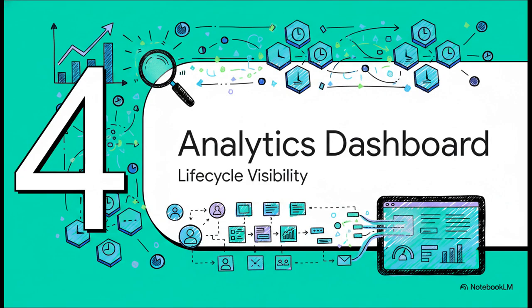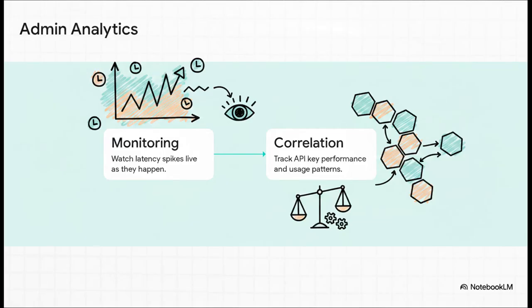Section 4. Inside the analytics dashboard, total lifecycle visibility. So all of this raw data feeds directly into a beautifully revamped admin analytics dashboard to build a truly professional-grade workspace. Step 1 here is real-time monitoring. Admins don't have to sit around waiting for some end-of-day report anymore. They can actually watch latency spikes as they are happening, live. Step 2 is developer key correlation. This allows the system to track the performance and usage patterns of specific API keys. If one integration happens to be hogging the system, admins can manage rate limiting and resource allocation flawlessly, just to keep the whole ecosystem running smoothly.